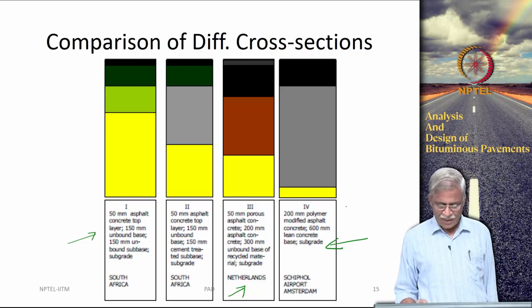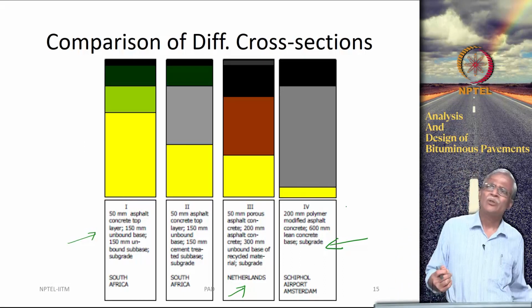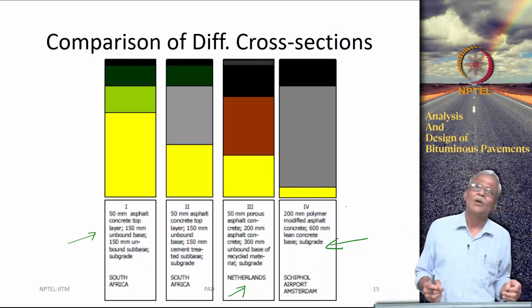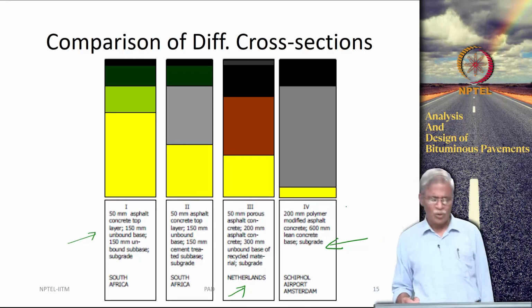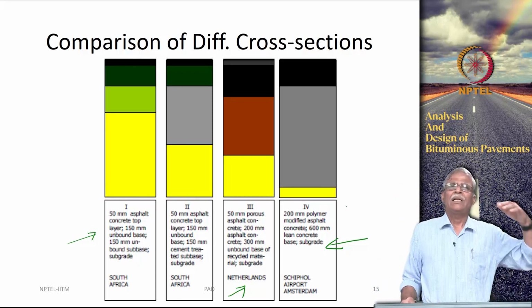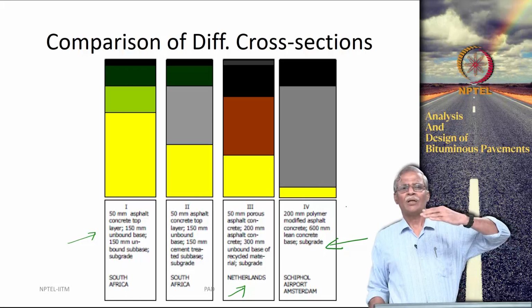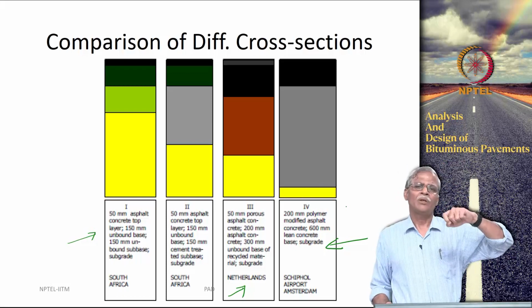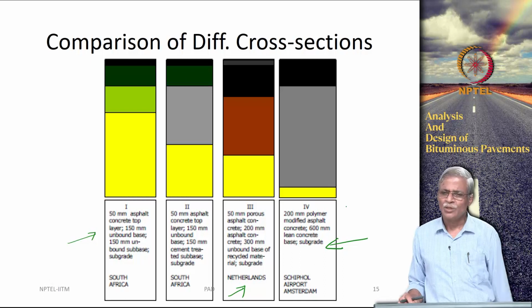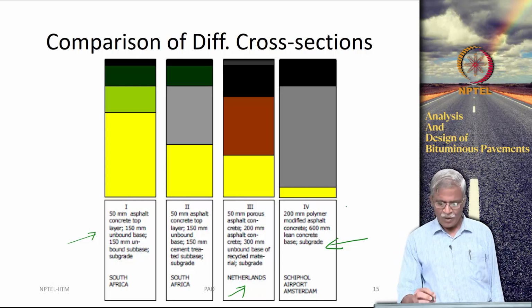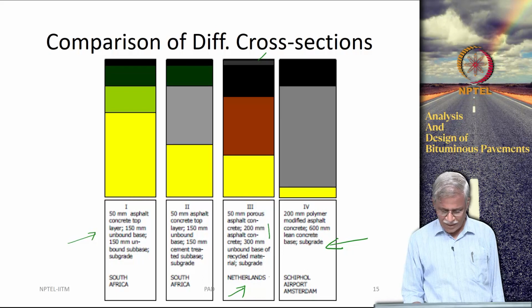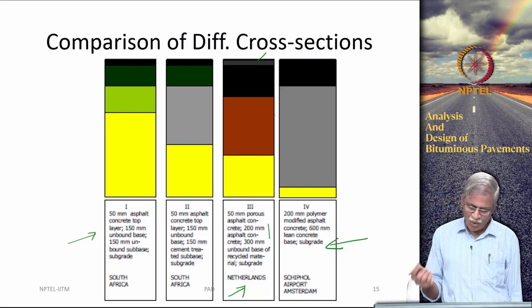If you look into the Netherlands cross section, again it depends on the country. When you are going to have a lot of water, a lot of rain, you are going to have some kind of porous structure that you construct at the surface, wherein you allow the water to drain through and collect it through some of these drains. So, you can have 50 mm porous asphalt concrete, 200 mm asphalt concrete, and 300 mm of unbound base.